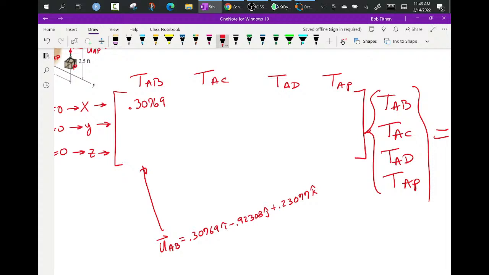0.3079. Again, this is associated with the X. This one is associated with the Y. And this one is associated with the Z. So you've got to maintain that structure. This is kind of like programming. You have a certain structure here.